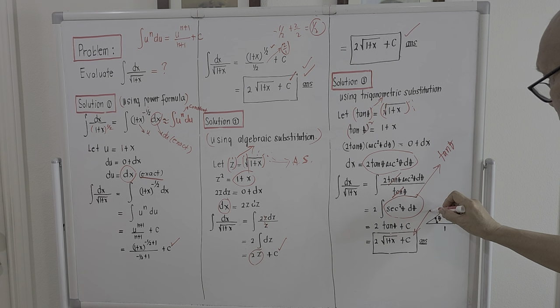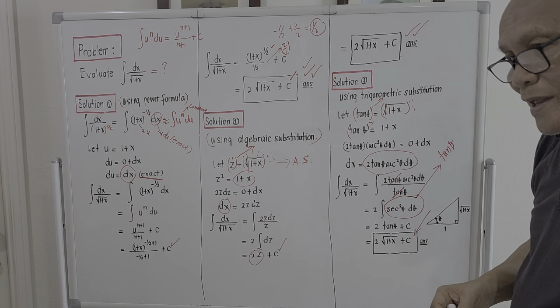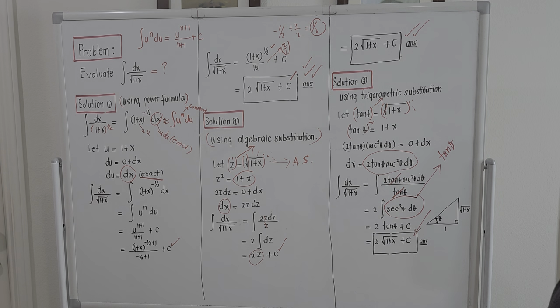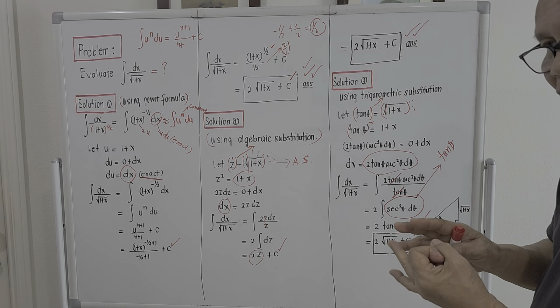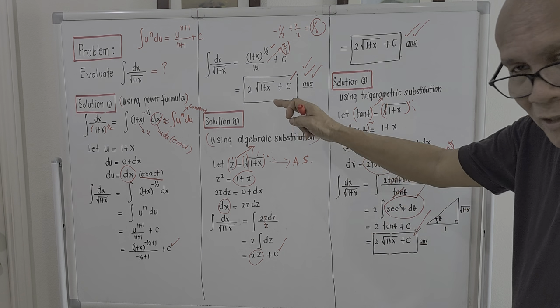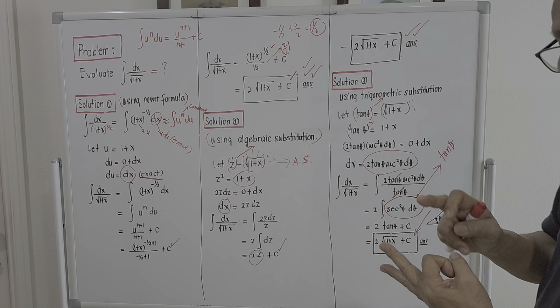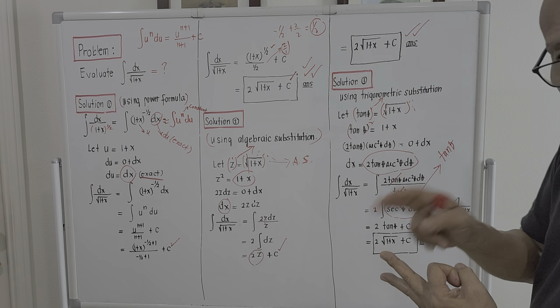Same as the second solution, same as the third solution. So for tonight, we just solved the problem presenting 3 solutions. The first solution is by using the power formula. The second solution is by using algebraic substitution. And the third solution is by using trigonometric substitution. That's memorization, memorization that I could recall.